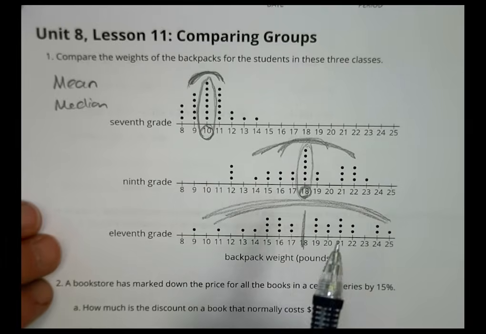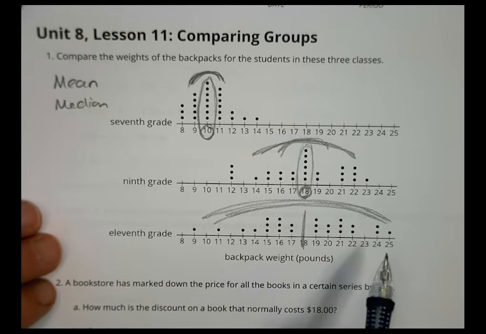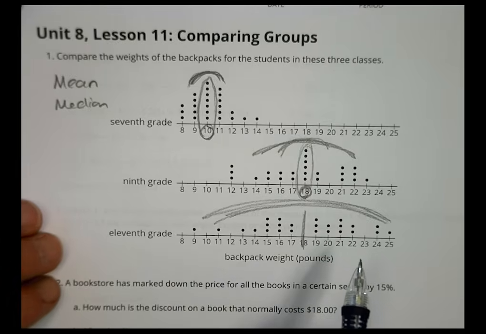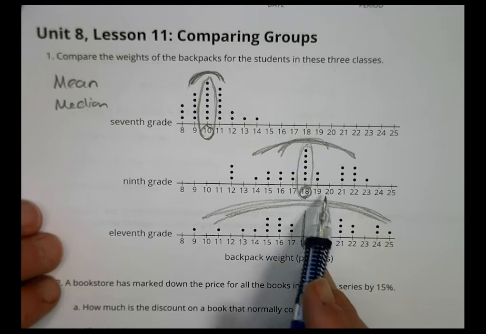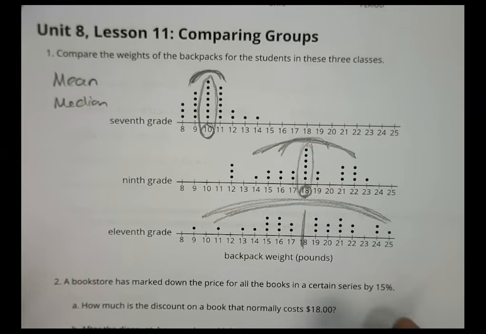So 7th grade is about 10 pounds, 9th grade about 18, and 11th grade might average 18, but it definitely has a wide range there, okay? And then 11th grade just has, yeah, that's where we are. So that's the big thing. So your distance of central, here the distance is centered around 18 and 10 there. So just write some stuff down on what you think is going to work there.